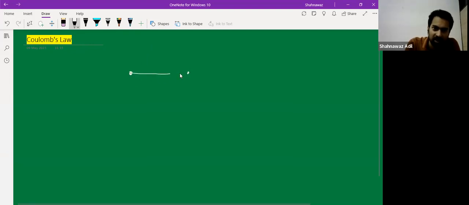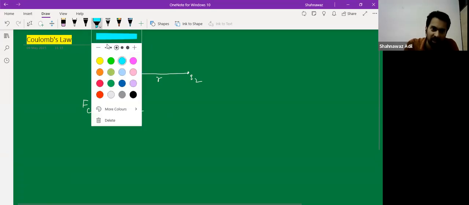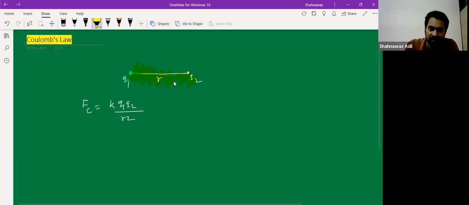And they are separated by some distance r. So this is q1, q2, right? Coulomb says that the force between these two charges will be q1 q2 by r square, right? And if you place all these charges in a medium, then the force will decrease by a factor of one over k. So the force will be F air by k, where k is your dielectric constant.